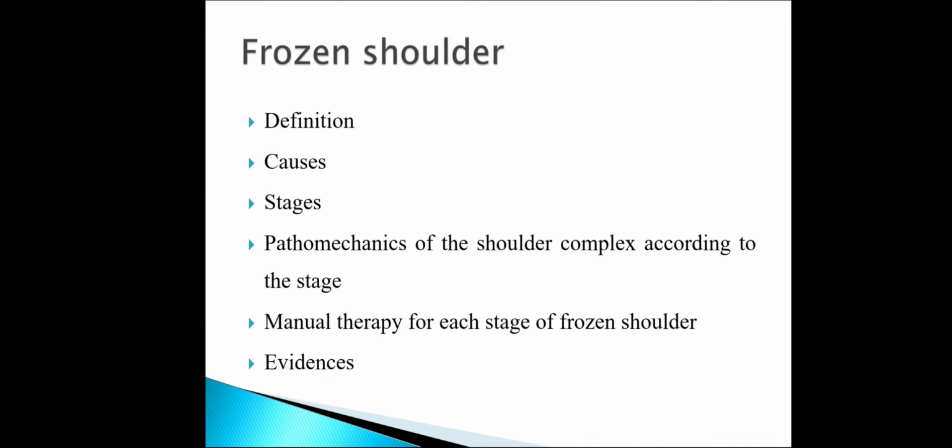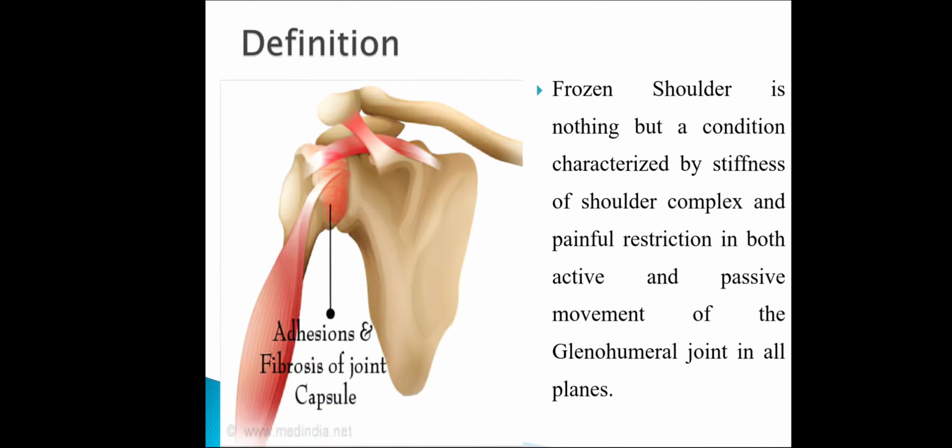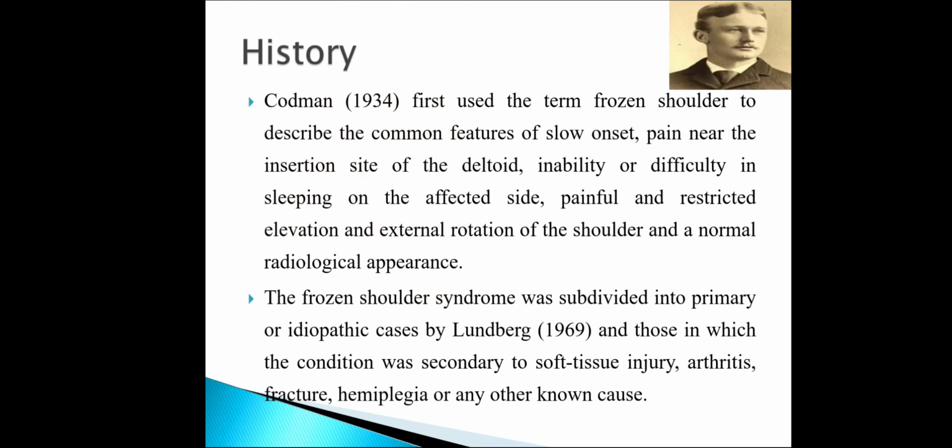Coming to the frozen shoulder in depth: the definition, causes, stages, pathomechanics of shoulder complex according to the stage, manual therapy for each stage of frozen shoulder, and its evidences. As the definition stated by Brotzman's book, frozen shoulder is nothing but a condition characterized by stiffness of the shoulder complex and painful restriction in both active and passive movement of the glenohumeral joint in all the planes.